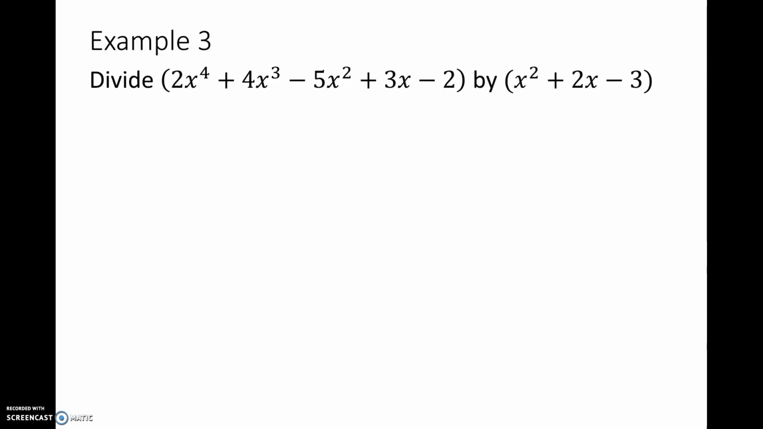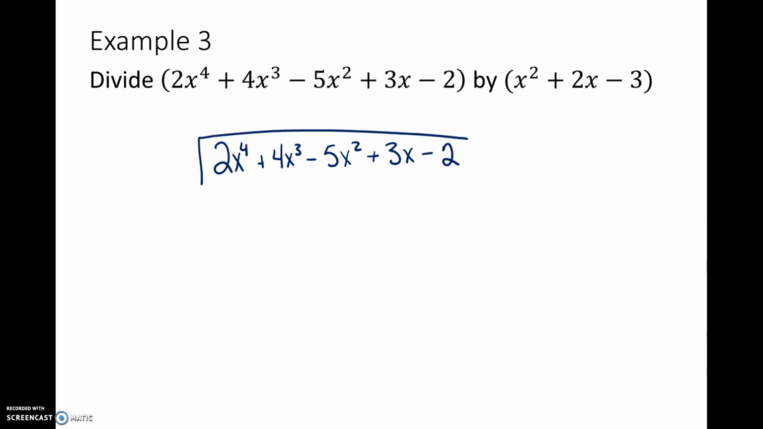If you're looking at this problem and freaking out because we're dividing by a trinomial, chill. It's really, really not that bad. First thing you should always do is check to see if you have any missing terms. We start with 2x to the fourth. We have 4x to the third, 5x squared, 3x minus 2. We do not have any missing terms that require a 0.